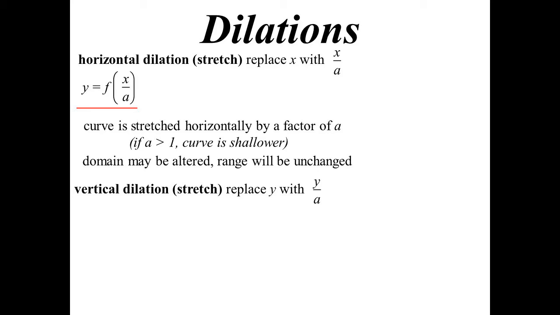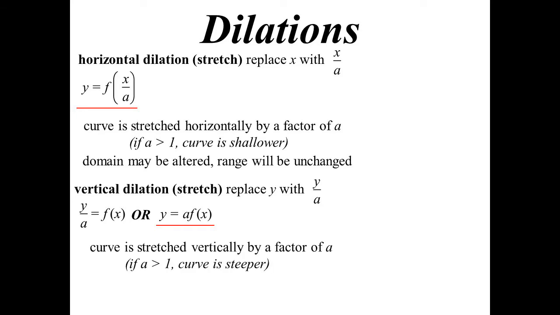Now, if we want to stretch it the other way, vertically, so now we replace y with y divided by a. Okay, so y over a was equal to function x. Normally we see that with y being the subject, so we get y equals a times function x. Okay, so that'll stretch vertically. Now, think again of a circle. If you stretch that vertically, that's going to become steeper, if a is greater than 1. This time, the domain should stay the same, but the range might change.